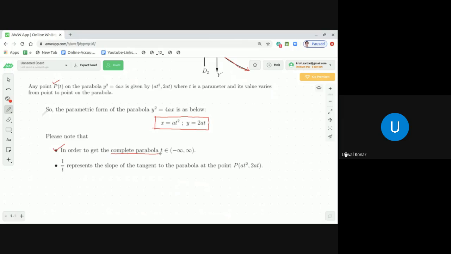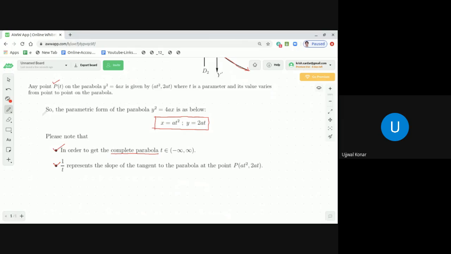Okay, now another piece of information: the moment you take that point at square, 2at, if you draw a tangent at that point, the slope of the tangent is measured as 1 by t. This information, if you can remember, dear students, it is going to help you a lot in solving some problems related to tangents. What does it mean?